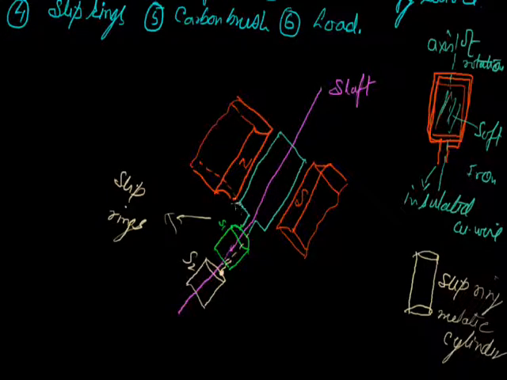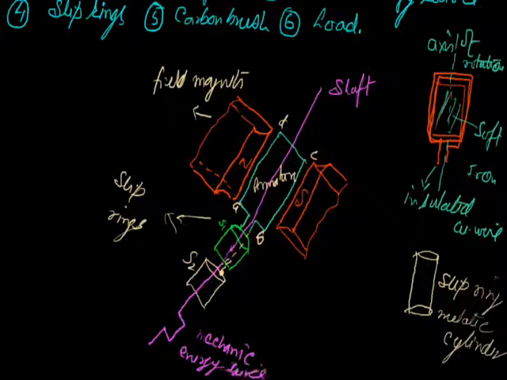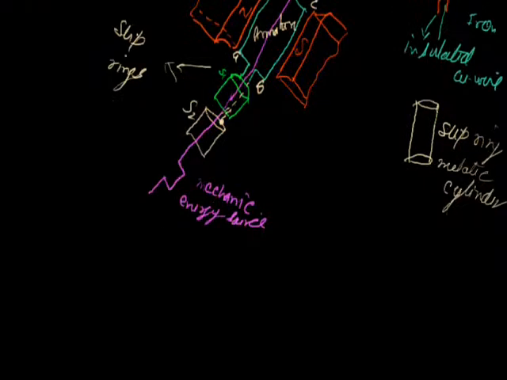This is coil A, B, C and D. This is the armature. These are the field magnets. This one is the mechanical energy source, that's the handle.